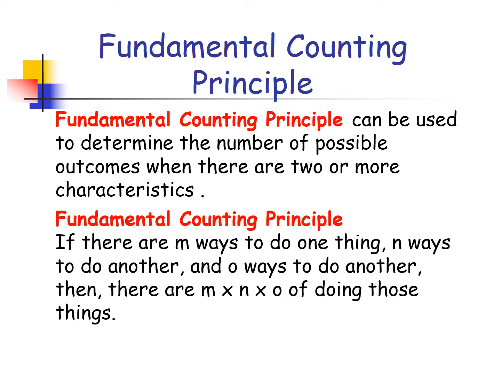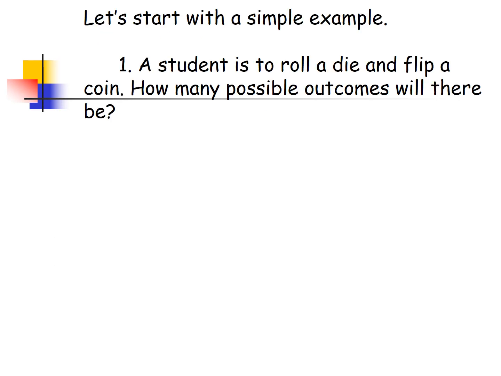Kaya the formula will vary according to how many characteristics are given. Kung dalawa lang siya, edi m times n lang. Kung tatlo, m times n times o. Kung 4, m times n times o times p. O pwede rin kayong gumamit ng ibang representation. So, pwede nyo rin sabihin p times q times r times s. Basta tandaan ninyo, you just multiply the number of ways. So, for example, a student is to roll a die and flip a coin. How many possible outcomes will there be?